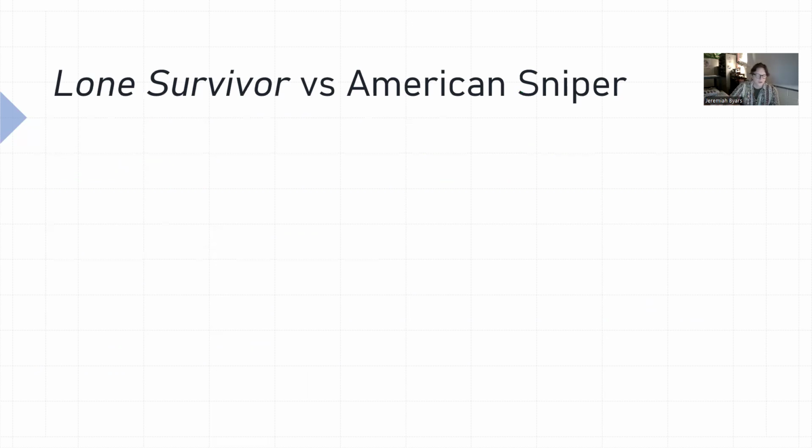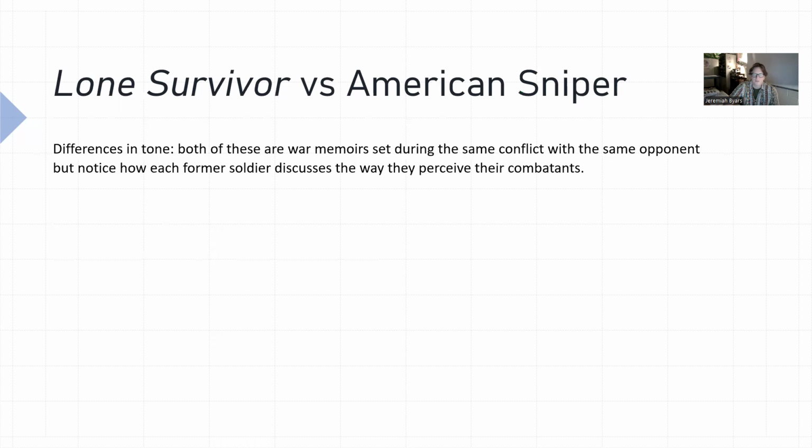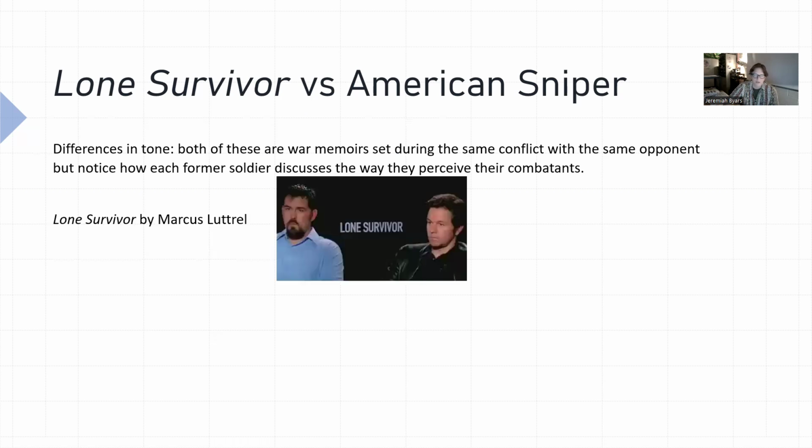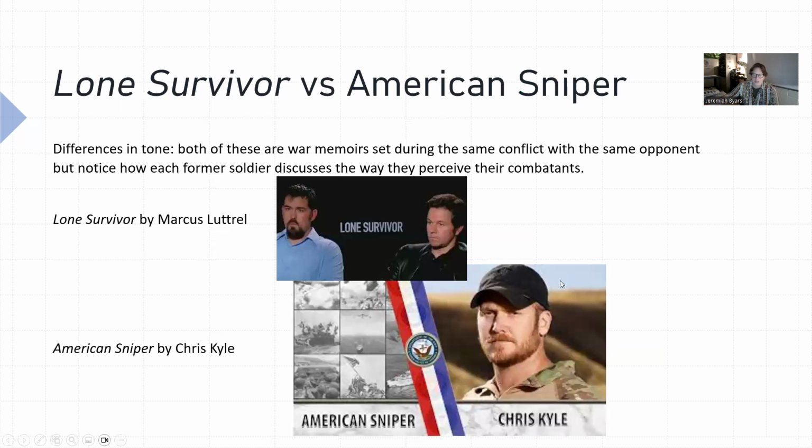To give you an example of this, we're gonna look at an excerpt from Lone Survivor and American Sniper. So these are both books. These are both war memoirs set during the same conflict with the same opponent, post 9/11, Middle East, and they're both by Navy SEALs. Lone Survivor is by Marcus Luttrell, who is this dude on the left with the goatee. That's Marky Mark, who plays him in the movie. And there's American Sniper by Chris Kyle. And that's Chris Kyle.